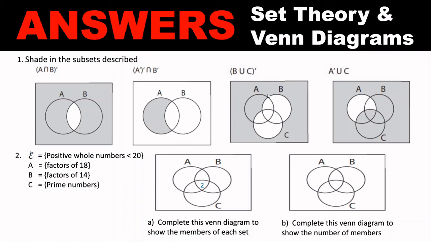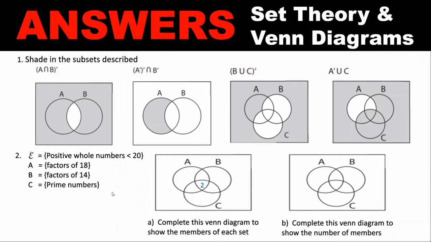In this third diagram, I've shaded everything except for the union of B and C. You see the union of B and C is here in white. I've shaded everything but that. And in this fourth diagram, not A, union C, as you see, I shaded everything that's not inside A, as well as this bit here because it's inside C.